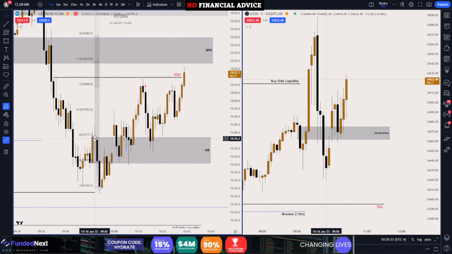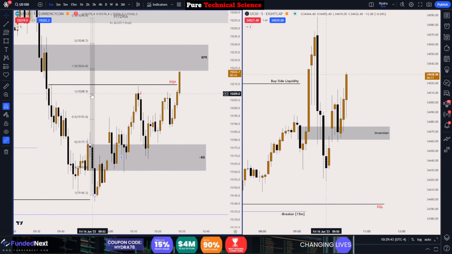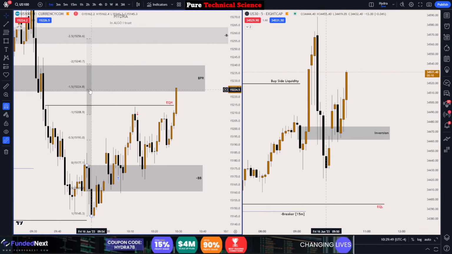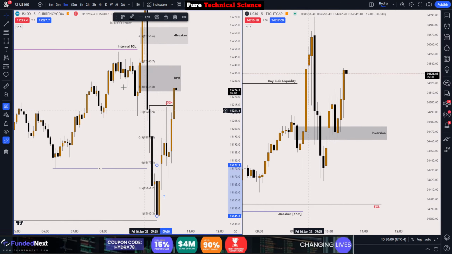So for our two standard deviation, I basically target the one standard deviation and then the two standard deviation. In between there I like to take partial, and as you can see, price hit the one standard deviation right here, then got rejected. Now I'm expecting to see price hitting the negative 1.5 deviation, which is this BPR, this 5-minute BPR. So that's how I'm going to use it.